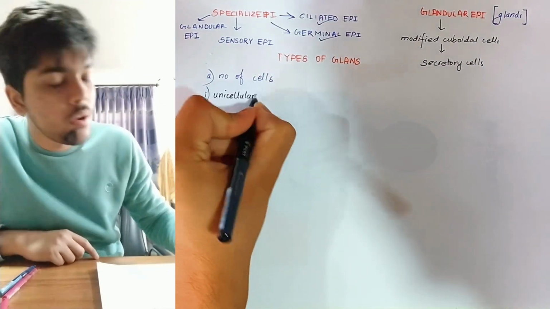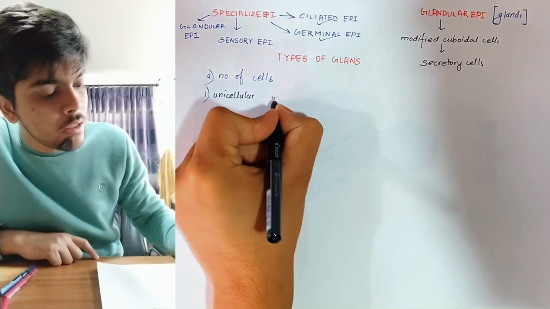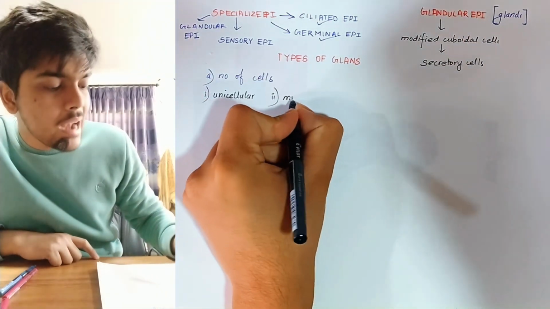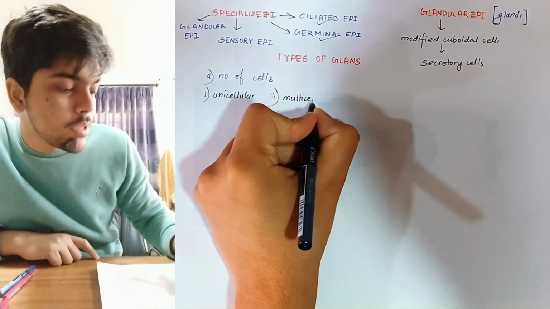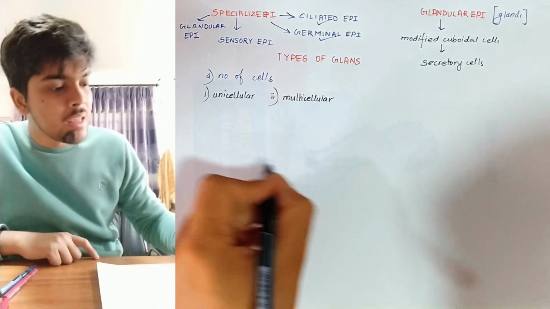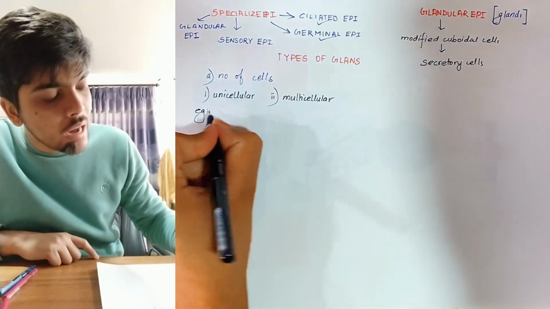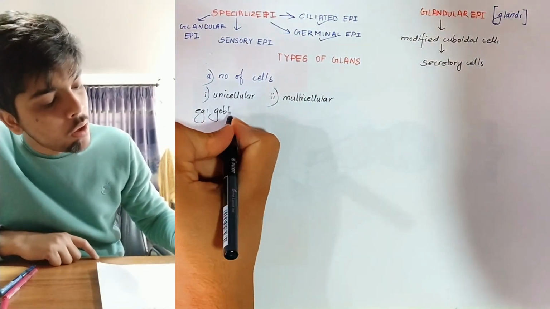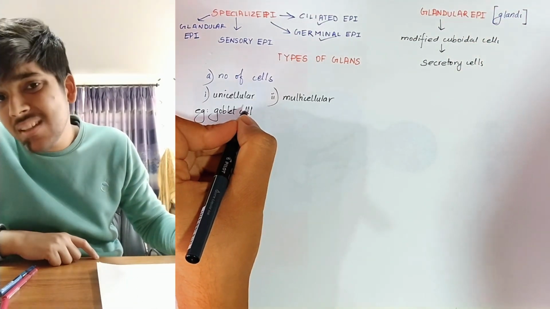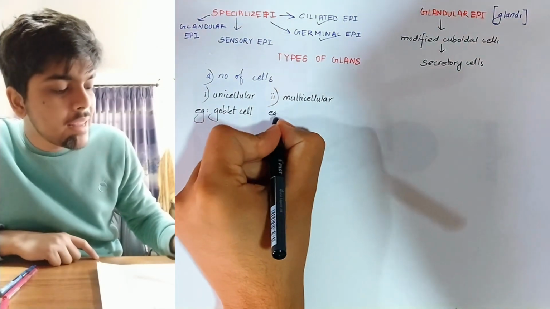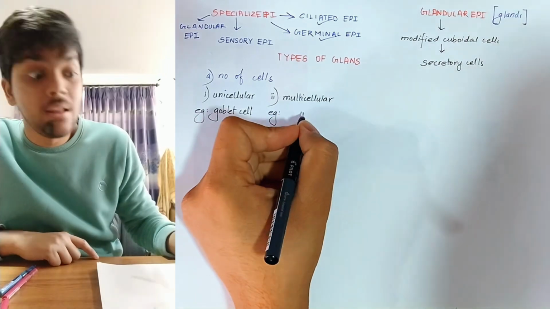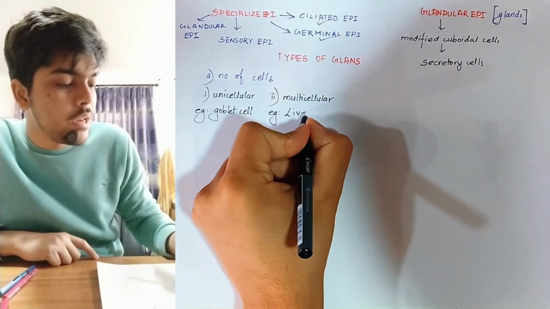Uni means one, cellular means containing a cell. So unicellular gland consists of one cell. And multicellular gland. Multi means many. So this gland consists of multiple cells. Example of unicellular gland is your goblet gland, which can also be called goblet cell since it's composed of just one single cell. And example of multicellular glands, there are many. I'll just write one example, that's your liver.